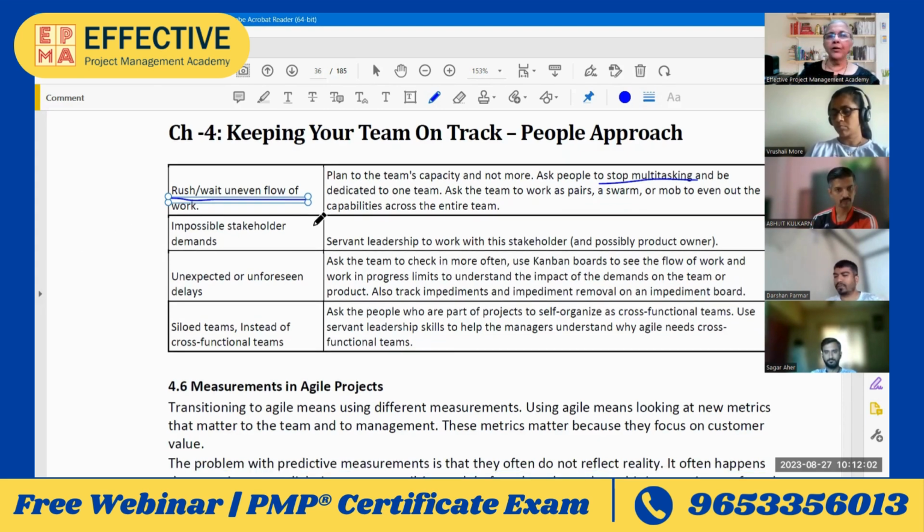Impossible stakeholder demands. It has got nothing to do with agile, nothing to do with waterfall. It has got something to do with human nature. And almost all of us must have met somebody who has impossible demands. What do you do? You use your interpersonal skills. That's the only thing that you can do here.